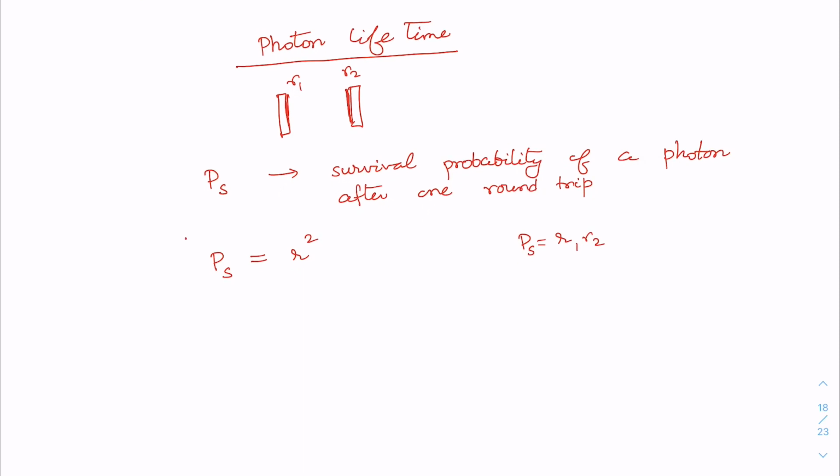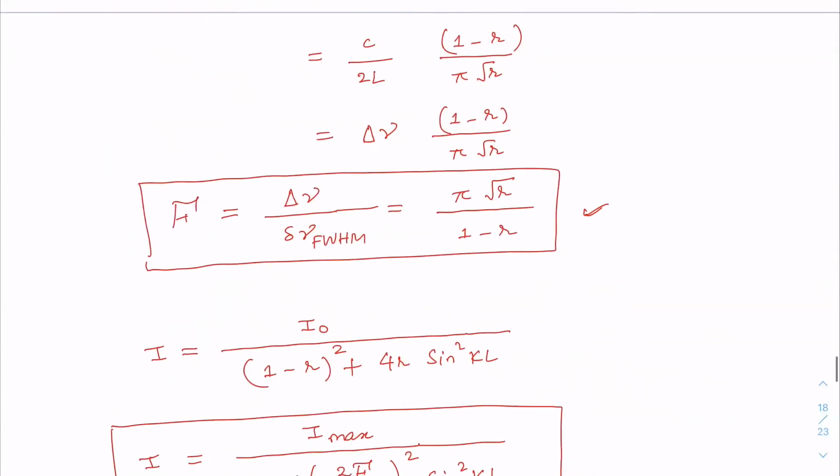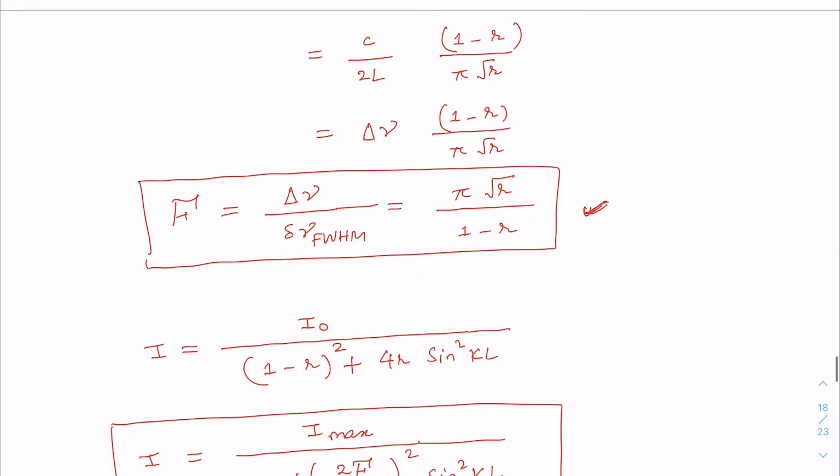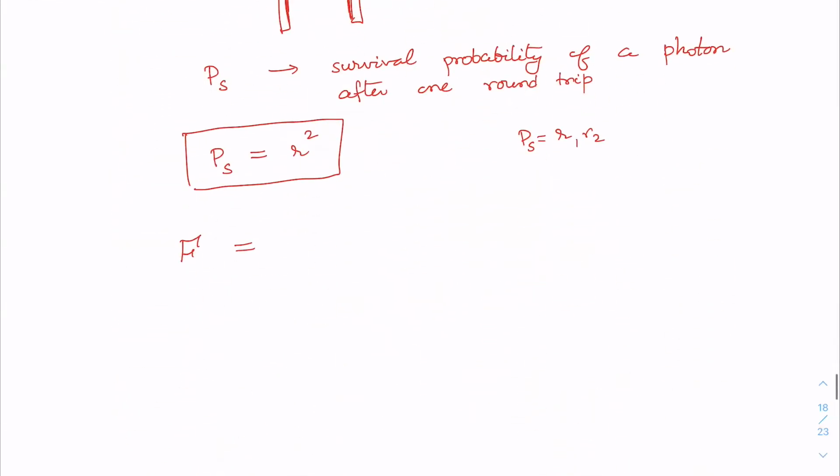Now, in terms of using this expression, we can rewrite the expression for Finesse in terms of this survival probability, because we have this expression for the Finesse. So Finesse in terms of survival probability would be pi into PS to the power 1 by 4 divided by 1 minus square root of PS.